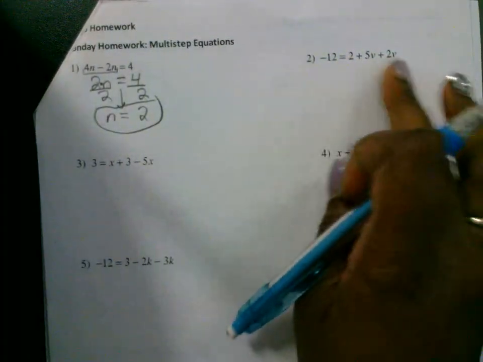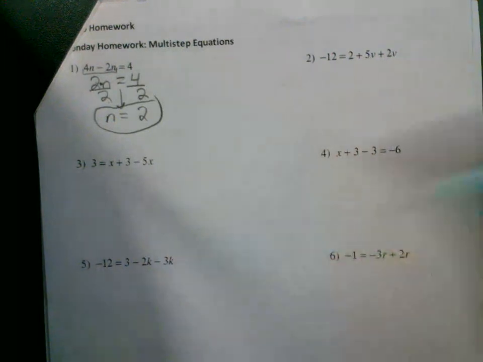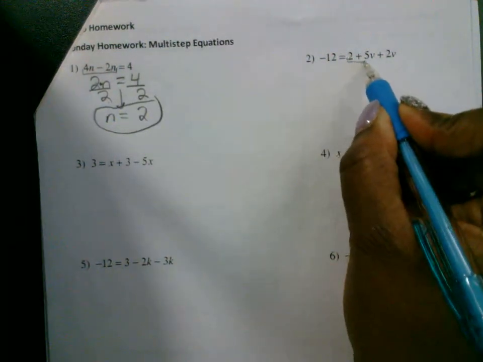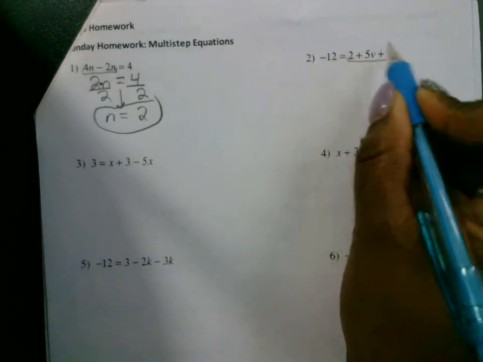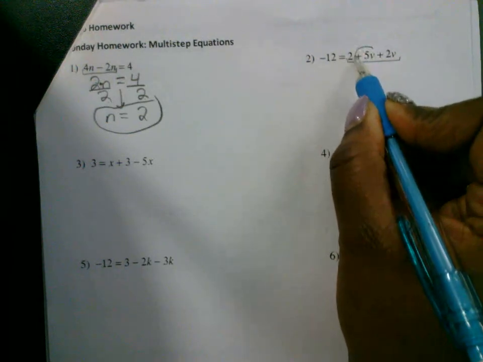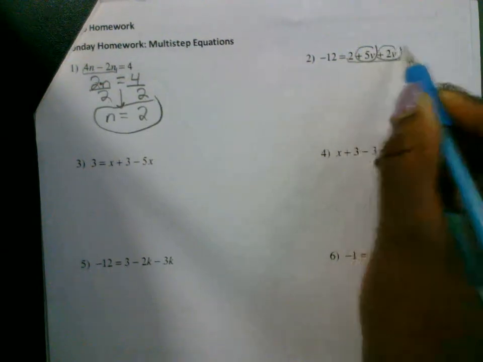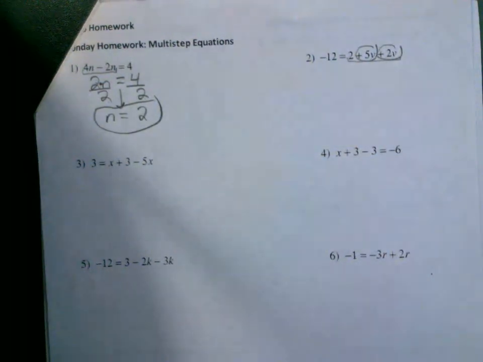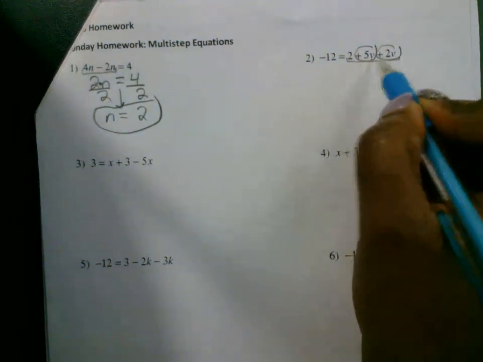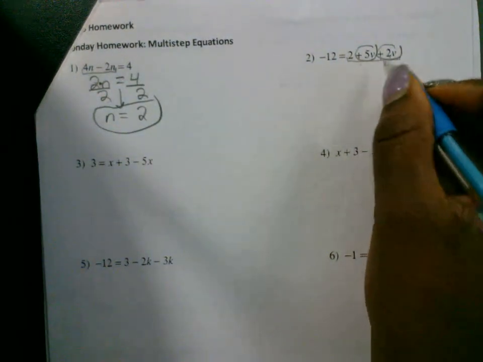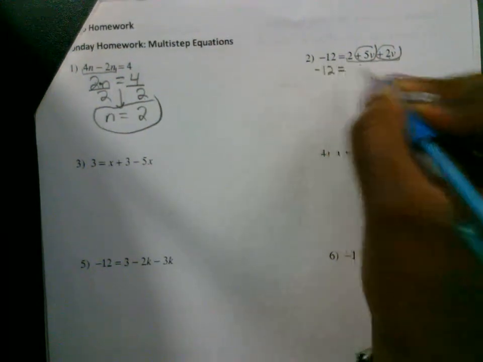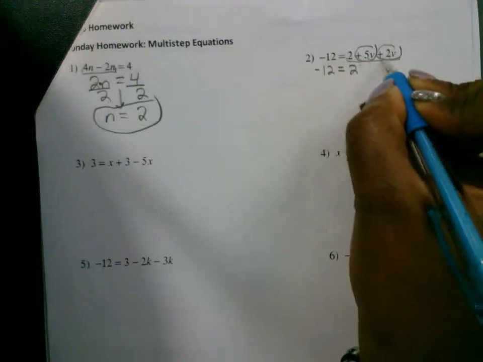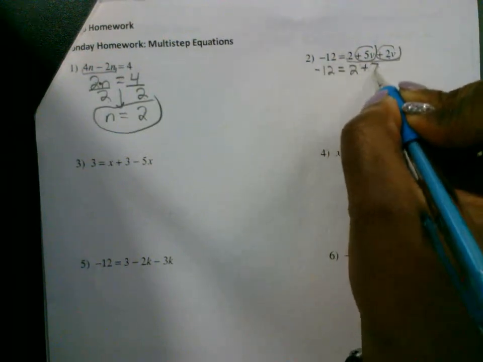Let's look at number 2. Let's combine like terms on this side first because we don't have distributive property. What terms are alike on this side of the equal sign? 5v and 2v. Let's add those together. Write this down. Come on, Tamir. What is 5v plus 2v? 7v. So we're going to bring down the negative 12, bring down the equal, bring down the 2, and this is a positive 7v.